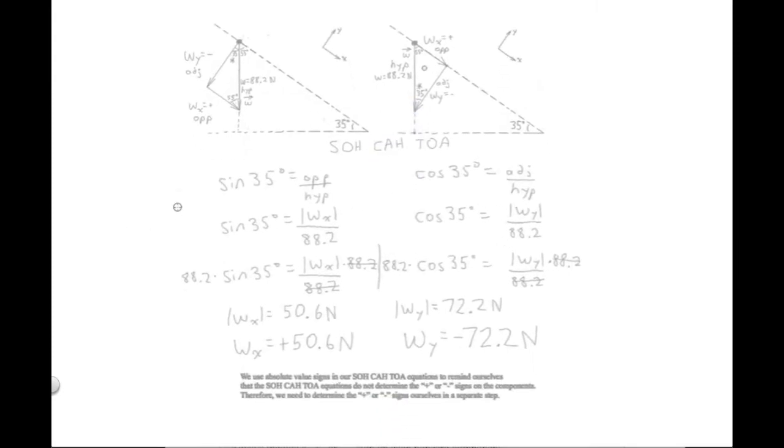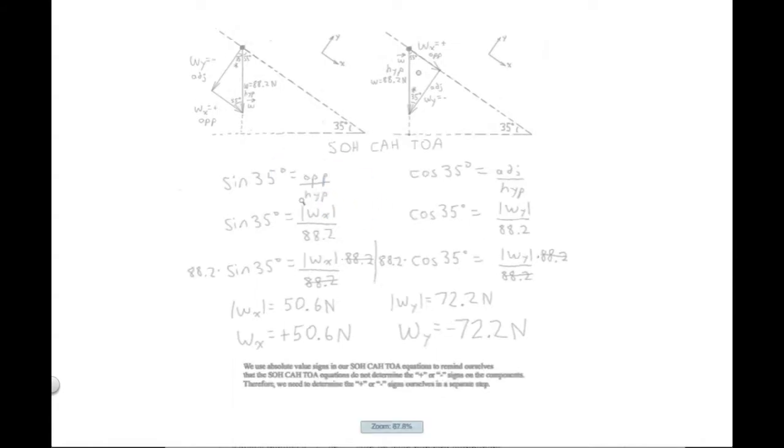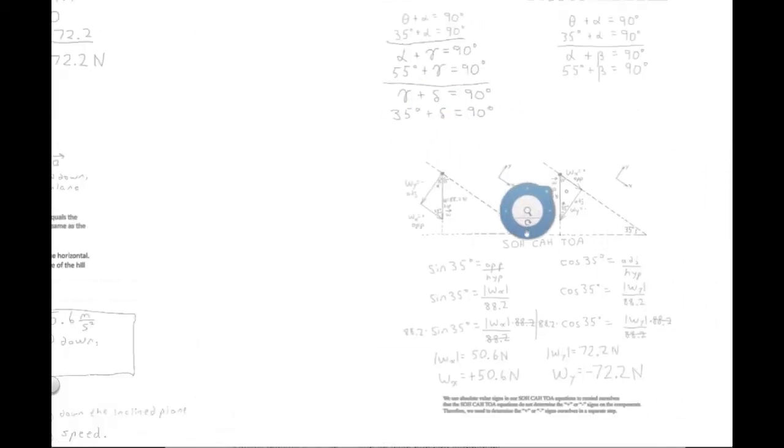All right, and then also remember, one of the biggest mistakes that students would make on this problem, even if they got the correct components, is that they might forget this negative sign on W sub y. So remember to put a plus sign in front of your positive components, and that will help you to remember to put the very crucial negative sign in front of your negative components.